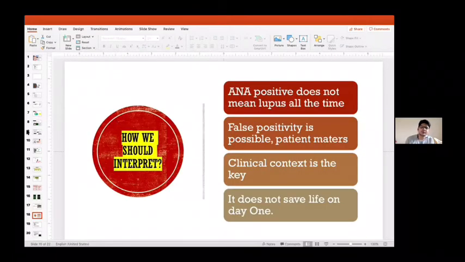Okay, so coming to the next thing, how we should interpret. The first rule you remember: ANA positive does not mean lupus all the time. It's a very simple thing to remember. If ANA is positive, do not say it is likely to be lupus. Second, false positivity is possible. Patient matters. If you do not have clinical history, we are not going to interpret it very easily. So false positivity must be avoided. Third, as I always focus in my class, clinical context is the key.